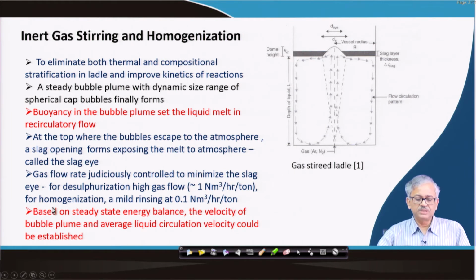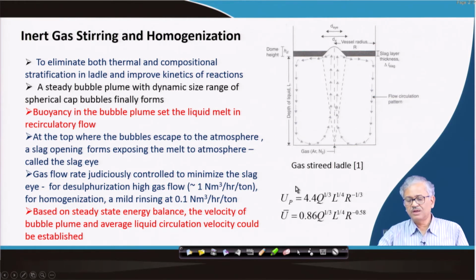And based on a steady state energy balance, people have done it, you can calculate the velocity of the bubble plume, that is the velocity at which the bubble plume moves up, as well as the velocity of the circulatory flow. So both things you can do. And how can you do that? You make an energy balance, and then you can establish some empirical correlation.